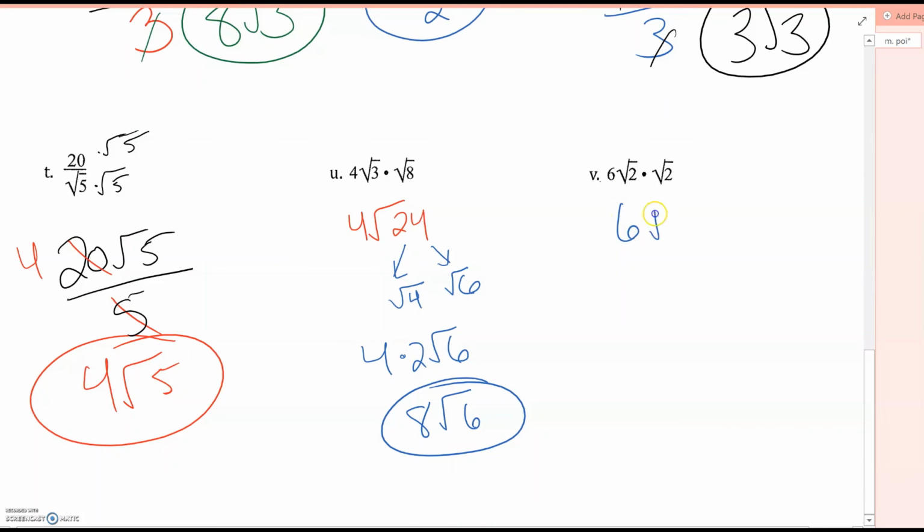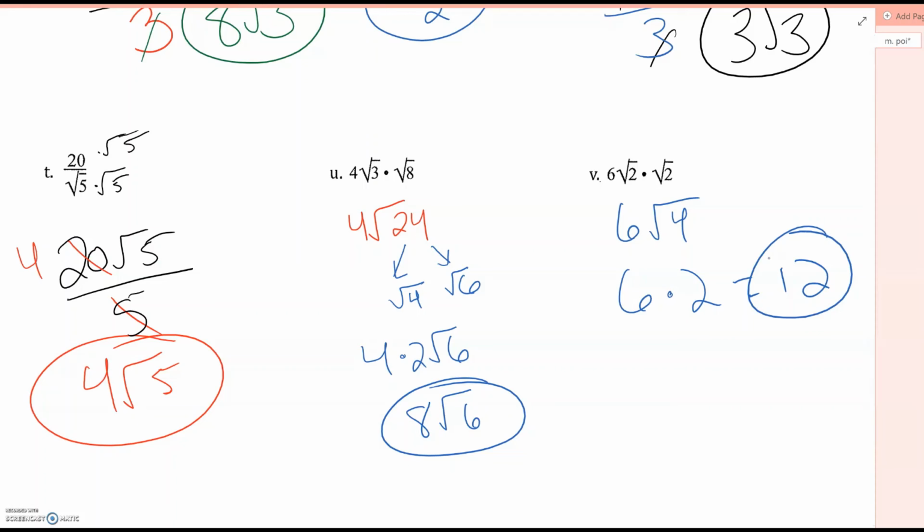6 times the square root of 2 times 2, which is 4. 6 times 2 is 12. And I do not expect you guys to be professionals at the moment. We will practice it when we get back in class.